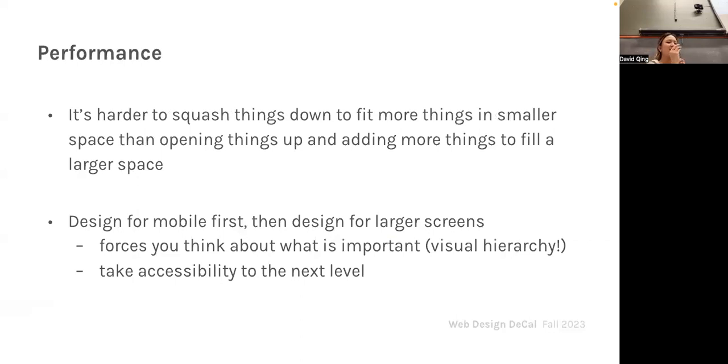In the same sense, you want to design for mobile first. You want to fit all your content in the smallest container possible. And then you take the same content and design for larger screens because that content won't be missed. You've already fit that into a very small screen, and now you can just add more space for your larger screens. It really forces you to think about what is important, which we kind of covered in the visual hierarchy lecture, and it also takes accessibility to the next level.